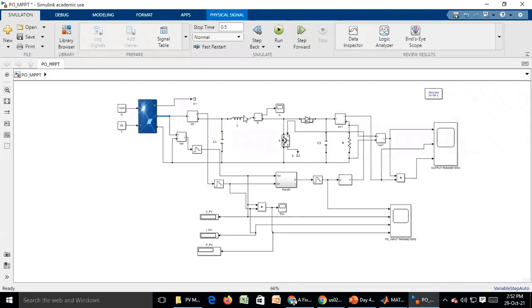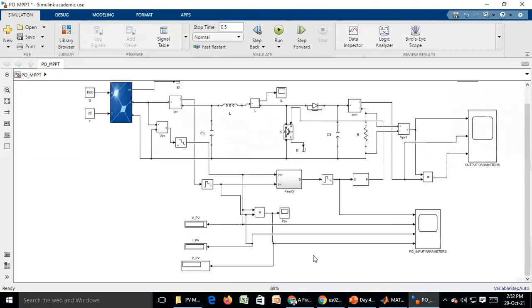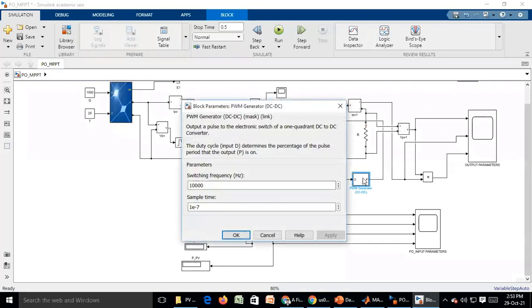The output of the PV power is connected to the input of the boost converter. This is my boost converter inductor, then there is a switch, then there is a diode and capacitor. In this boost converter, if you observe clearly, these gate signals are given from here. This is a PWM generator.